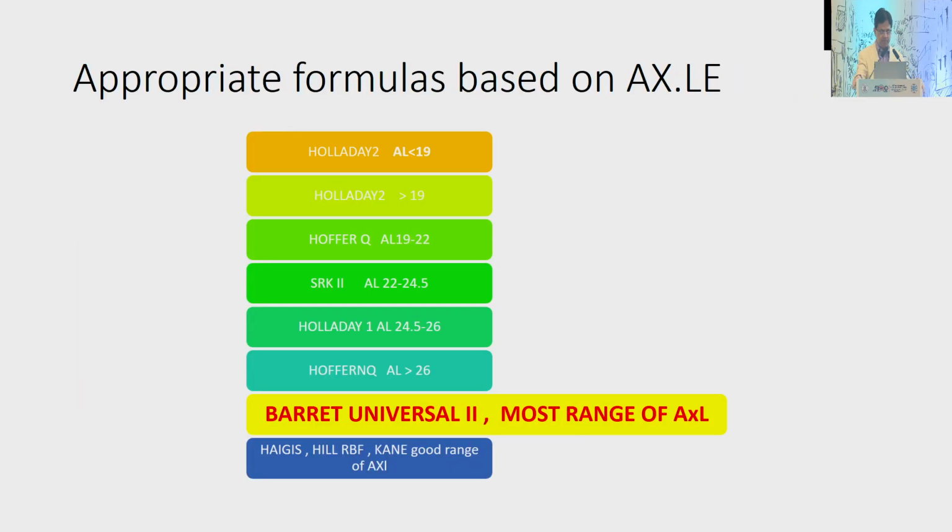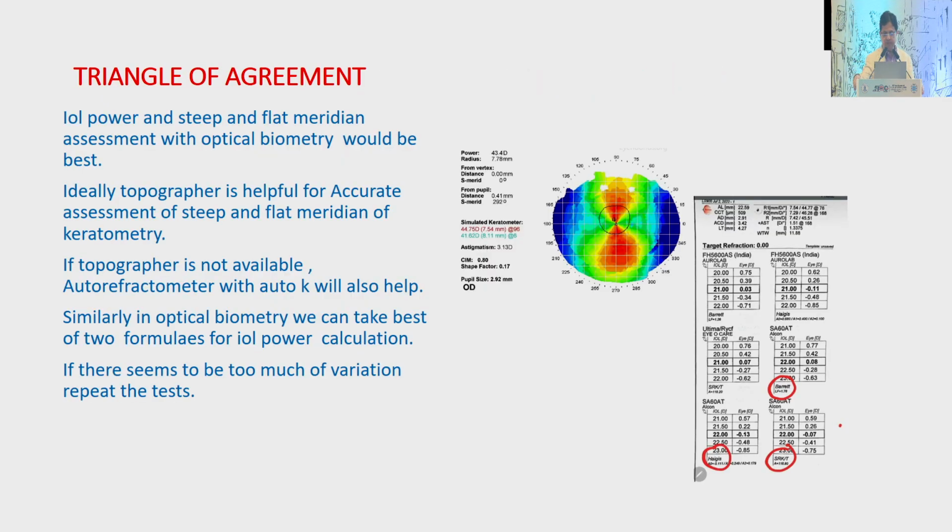Now, appropriate formulas based on the axial length are very important, but for most of the range of axial length, we can go for Barrett Universal 2. Then another thing I usually follow in my practice is the triangle of agreement. That is, I usually take two or three readings, which you can tailor to the lenses you commonly use, like for Alcon and others. Whether Haigis formula is perfect for you, or SRK/T or Barrett Universal 2 is perfect, take three and take the best out of these three.